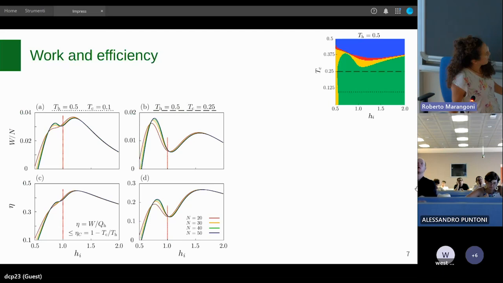On the left panels, we refer to the dotted line, T cold equal to 0.1, and the right panels to the dashed lines, T cold equal to 0.25. The top panel is the work per unit of spin, so divided by n, and the bottom panel is the efficiency. I remind you that the efficiency is defined as the work divided by the heat extracted from the hot reservoir, and that it should always be smaller or equal to the Carnot one. The red line marks the critical point. Different colors refer to different system sizes.